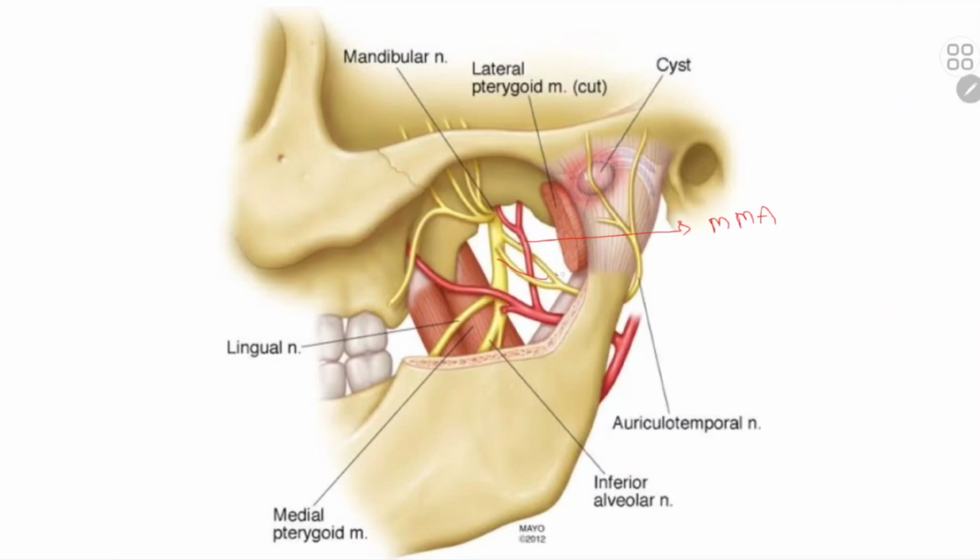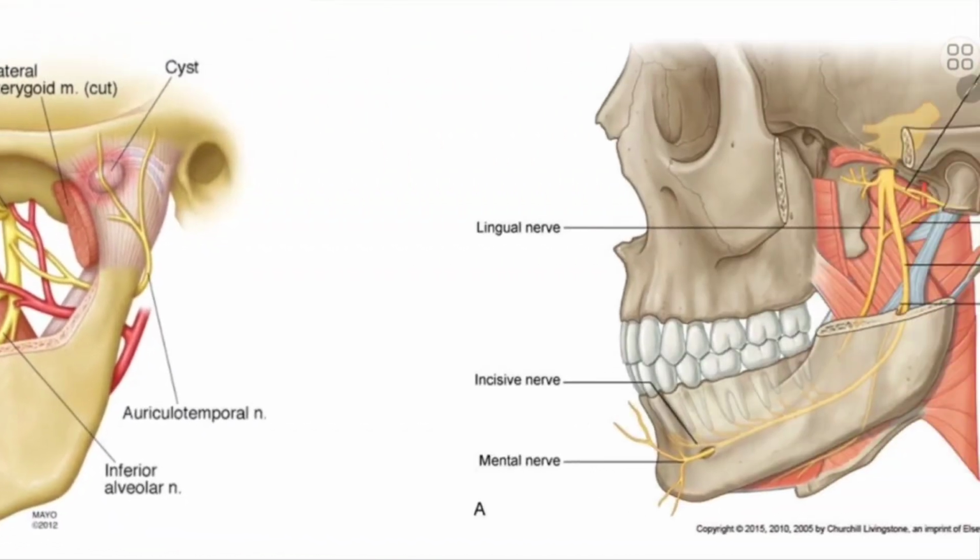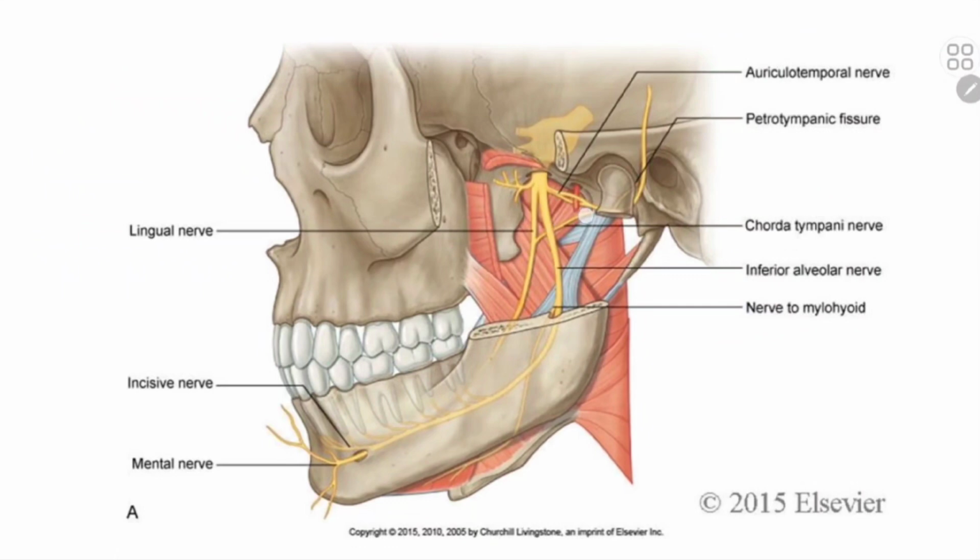And this nerve is the auriculotemporal nerve. This auriculotemporal nerve encircles the middle meningeal artery, so it comes under the medial relation. One more nerve is the chorda tympani nerve. Just below the auriculotemporal nerve, you can see the chorda tympani nerve, which joins with the lingual nerve and supplies the tongue.